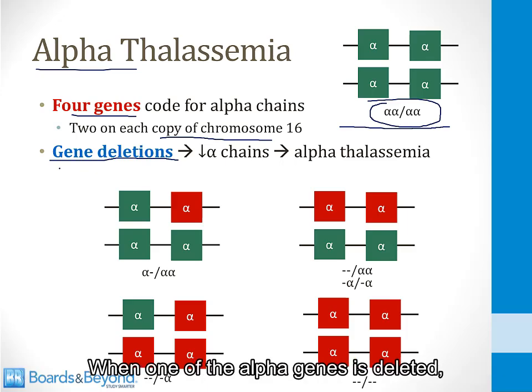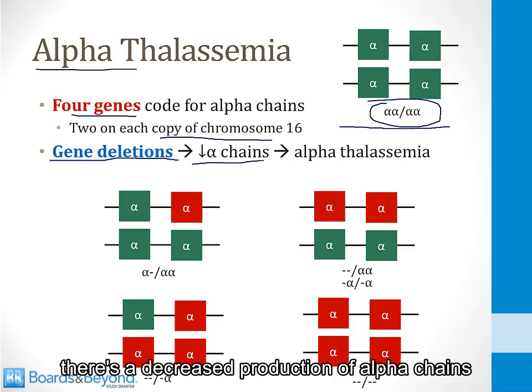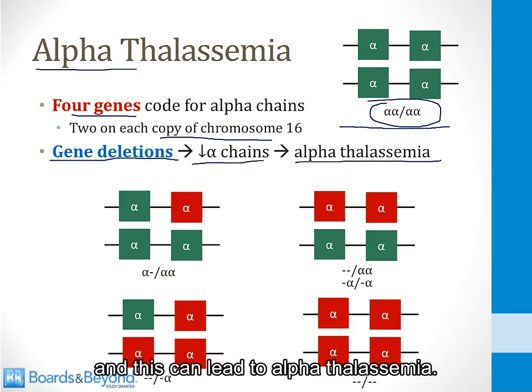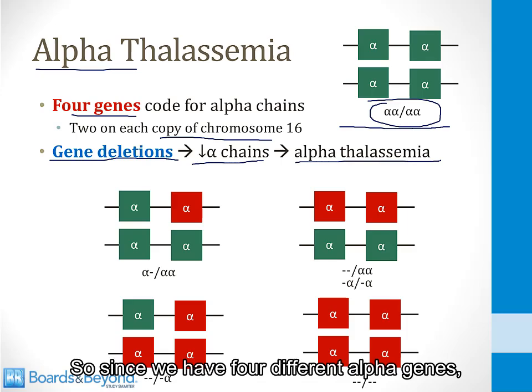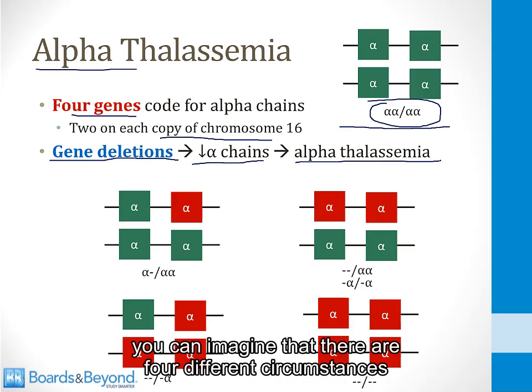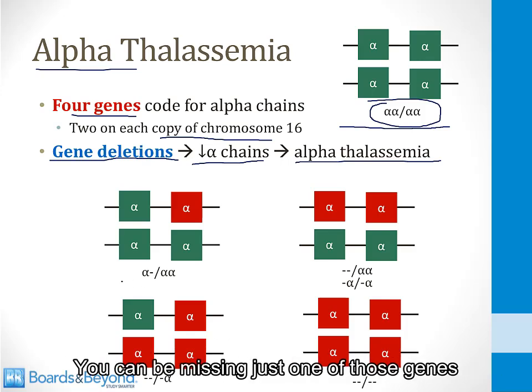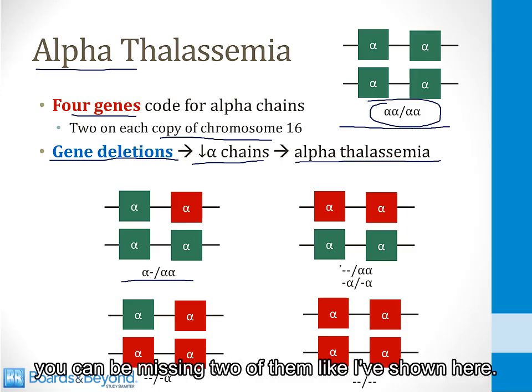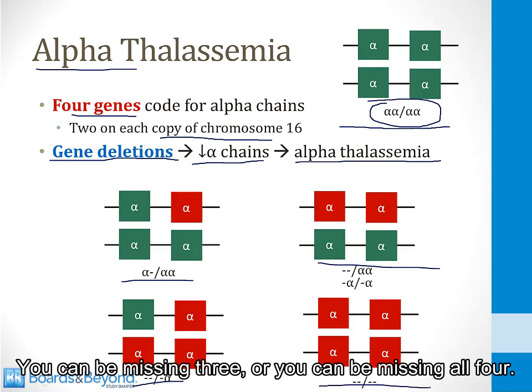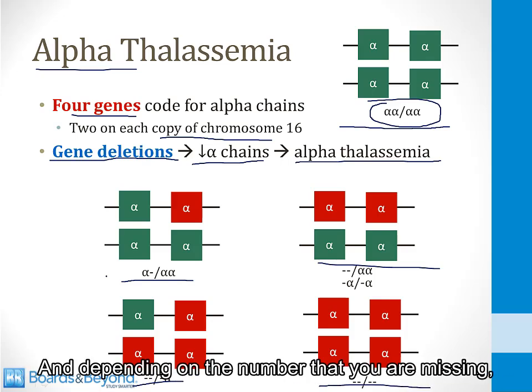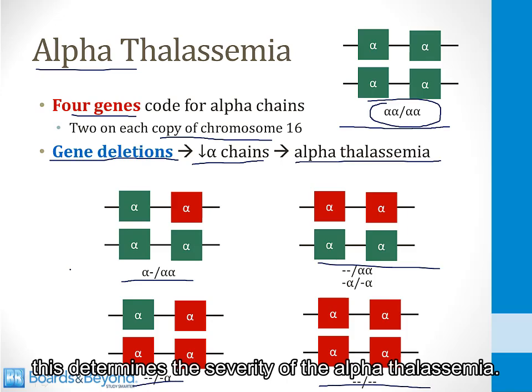When one of the alpha genes is deleted, there is a decreased production of alpha chains, and this can lead to alpha thalassemia. So since we have 4 different alpha genes, you can imagine that there are 4 different circumstances in which you can be missing one or more of those genes. You can be missing just one of those genes as I've shown here. You can be missing 2 of them like I've shown here. You can be missing 3, or you can be missing all 4. And depending on the number that you are missing, this determines the severity of the alpha thalassemia.